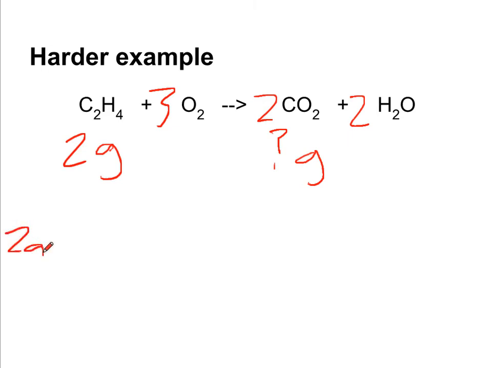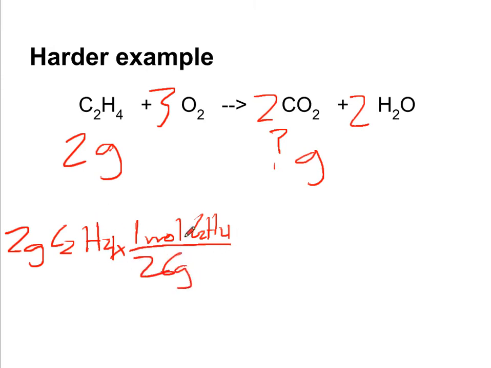Start with our 2 grams of C2H4. We're not in moles, so we've got to get there. We have to convert grams of C2H4 to moles. 1 mole of C2H4. To find the molar mass for that, you add up 2 carbons and 4 hydrogens. It's 26 grams per mole.